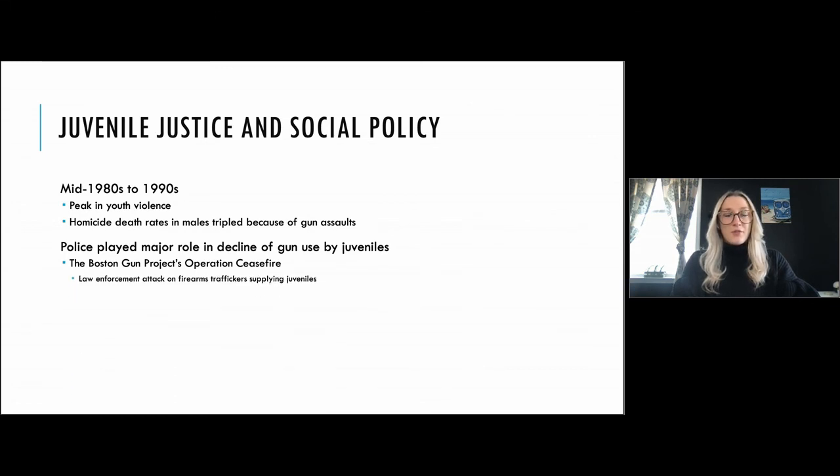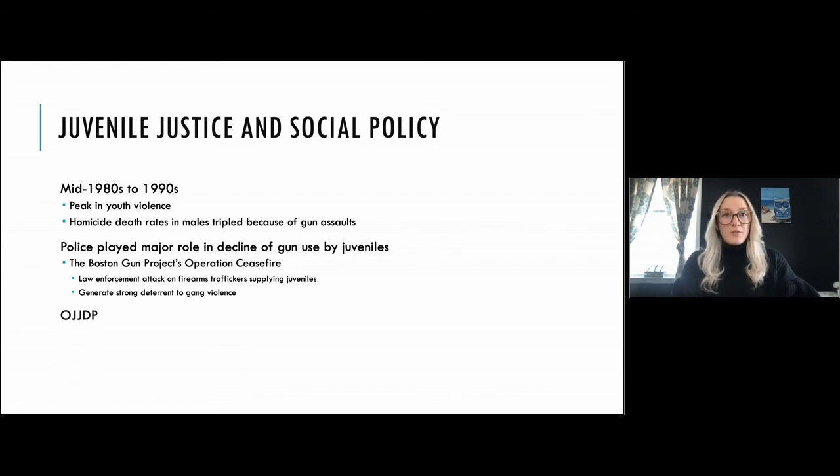So law enforcement here had an attack on firearms traffickers who were actually supplying the juveniles with firearms, to be able to take them down. They also generated a strong deterrent for the gang violence and gang culture. These are the two main ways that Operation Ceasefire was able to be successful.